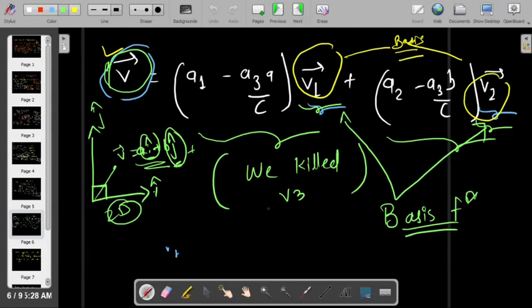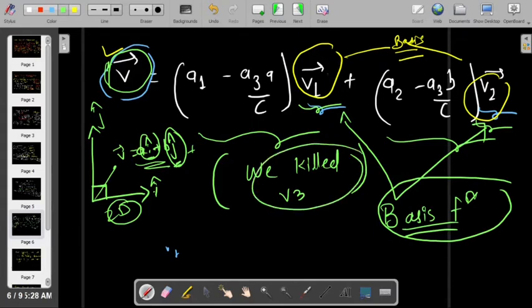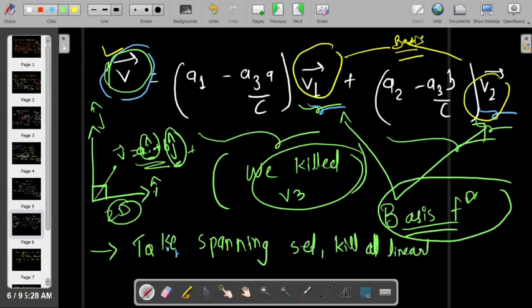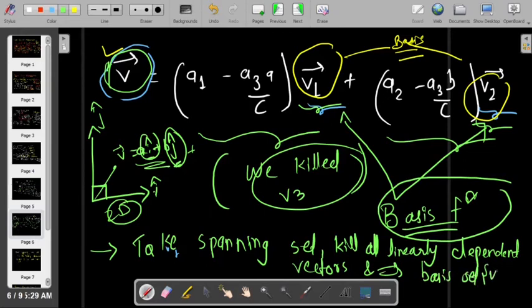What is basis? I hope all of you now know what a basis function is, and what basis functions are. So here we killed v3 because it was not needed. We have just v1 and v2, and we can represent any arbitrary vector v in a vector space, right? If I need to write it in words, then I can say: take a spanning set, I am coming to what this spanning set is in a minute, then kill all linearly dependent vectors. Over here it was v3. And at the end we will get our basis set, which here consists of v1 and v2 in our previous example.